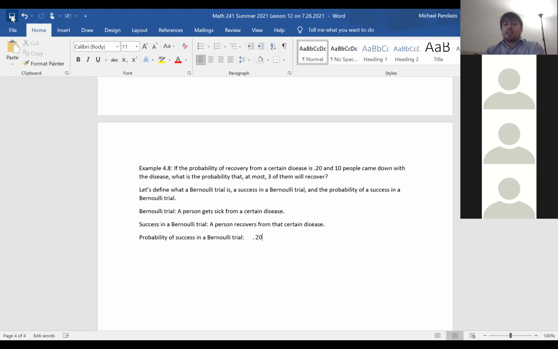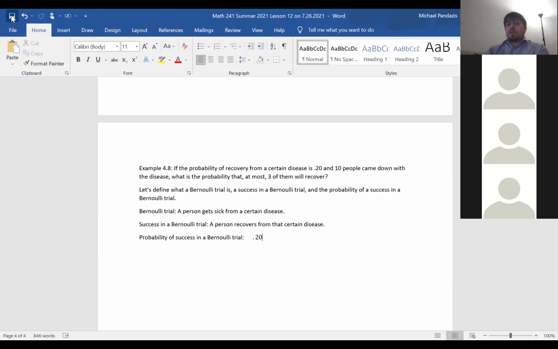That's the Bernoulli trial, right? Success is that that particular person recovers. The probability of success in a Bernoulli trial is the probability that that person recovers from the disease, which is 0.20, okay? So the probability of success in a Bernoulli trial is 0.20, right? The probability of success in a Bernoulli trial is not the same as the probability we want to find.